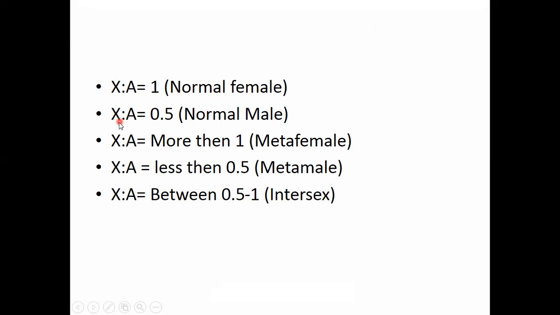So we can conclude that if the X autosomal ratio is equal to 1, it will form a normal female. If the X autosomal ratio is equal to 0.5, it will form a normal male. If the X autosomal ratio is more than 1, it will form a meta female. Meta female is basically a sterile female, not normal. If the X autosomal ratio is less than 0.5, it will form a meta male. And if the X autosomal ratio is between 0.5 and 1, it will form an intersex.